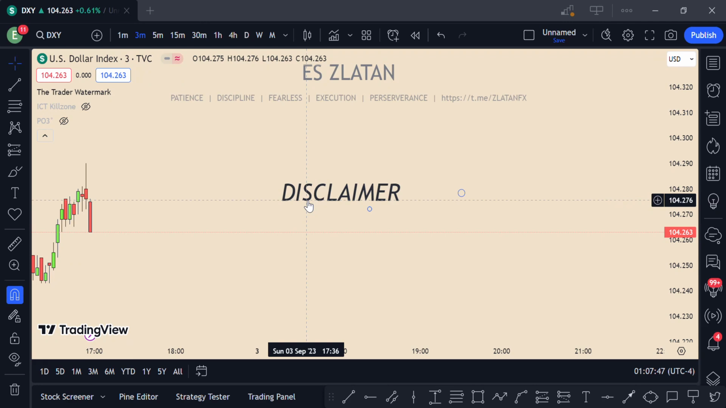You need to back test and you need to forward test, that's seeing them happen live. And you don't have to practice them with your live funds. You have to do this on a demo. So this is not financial advice.